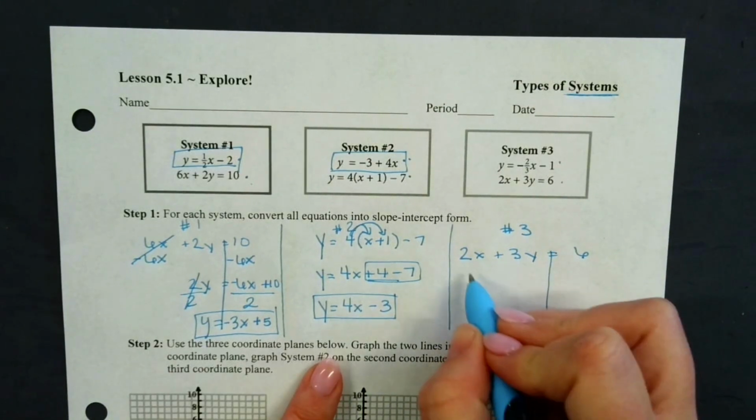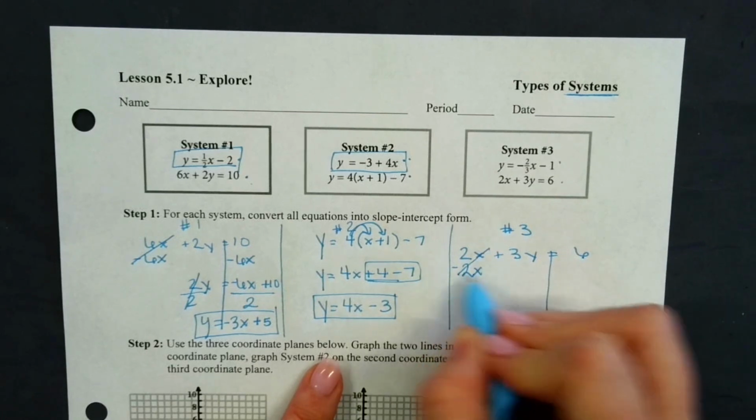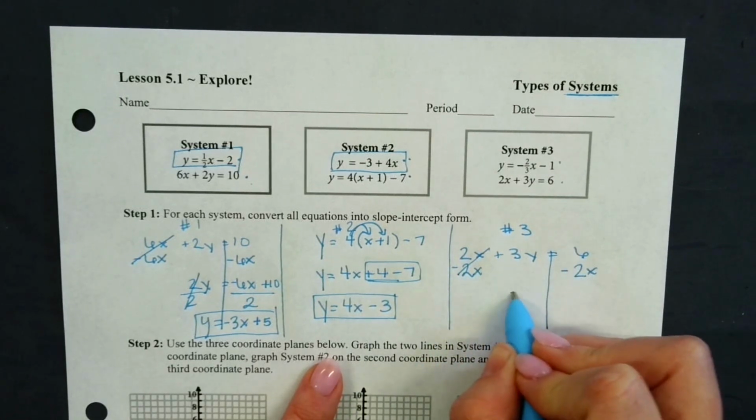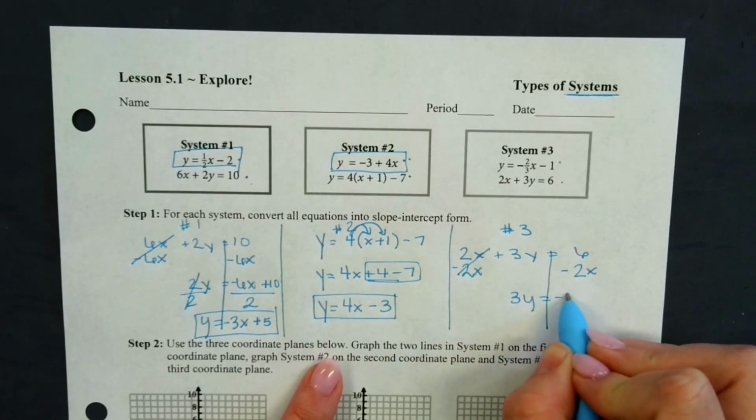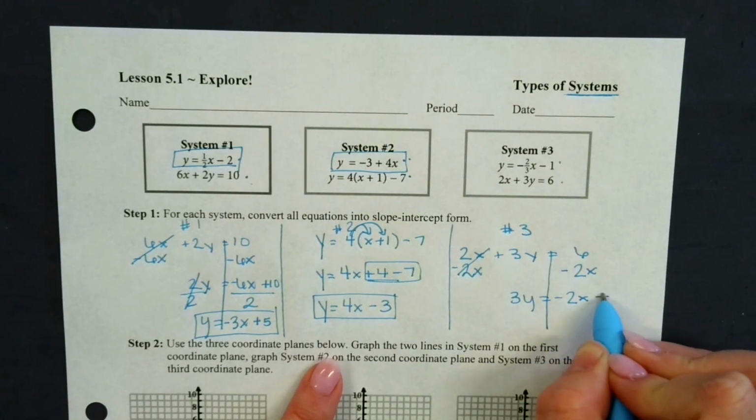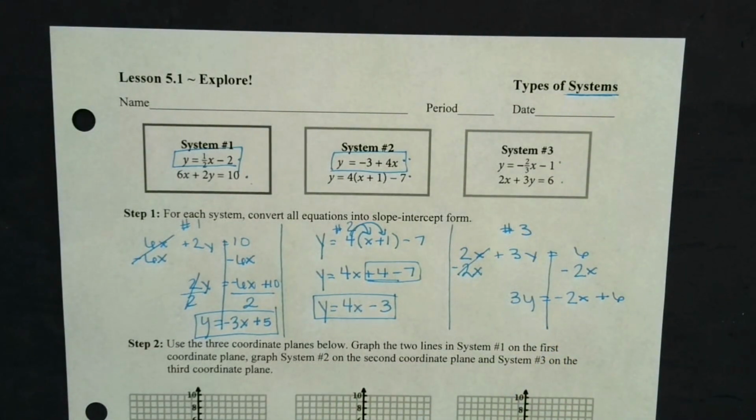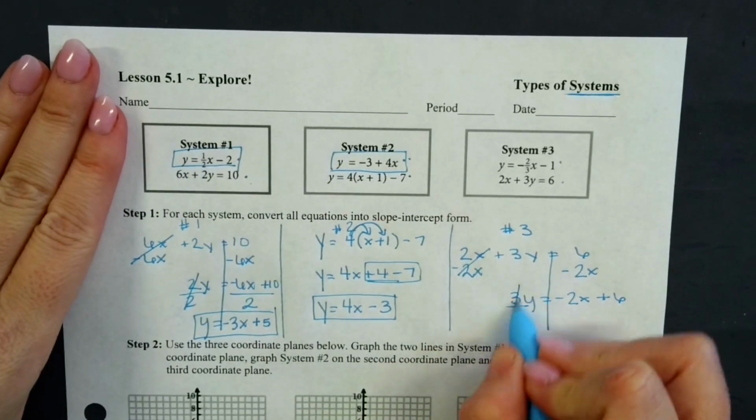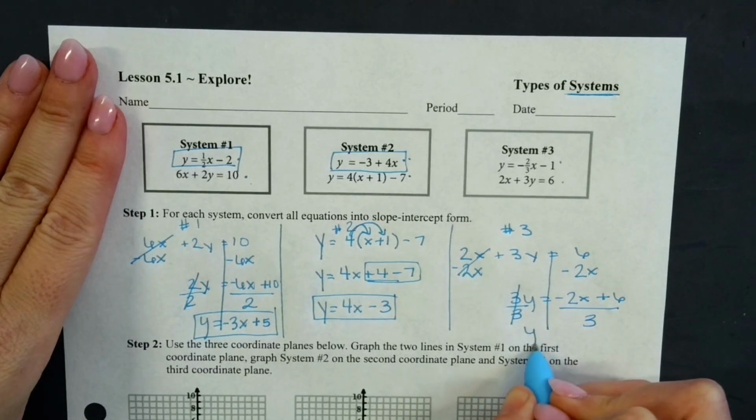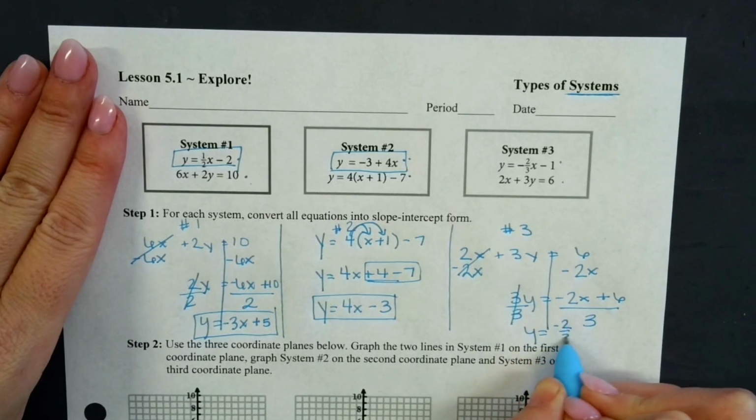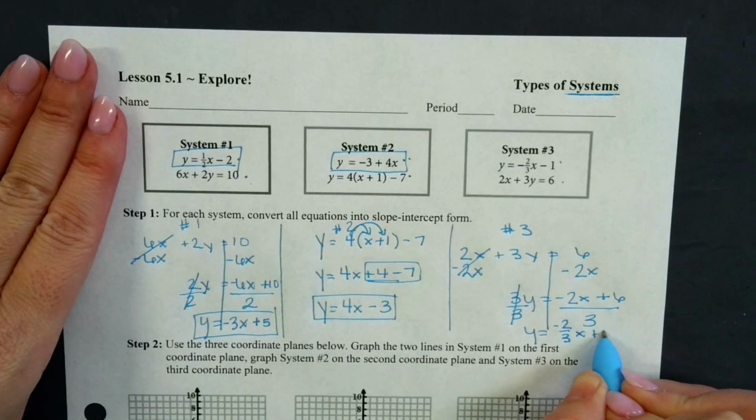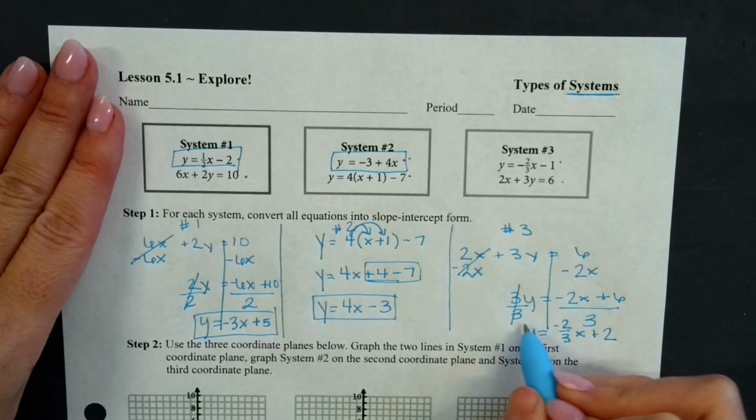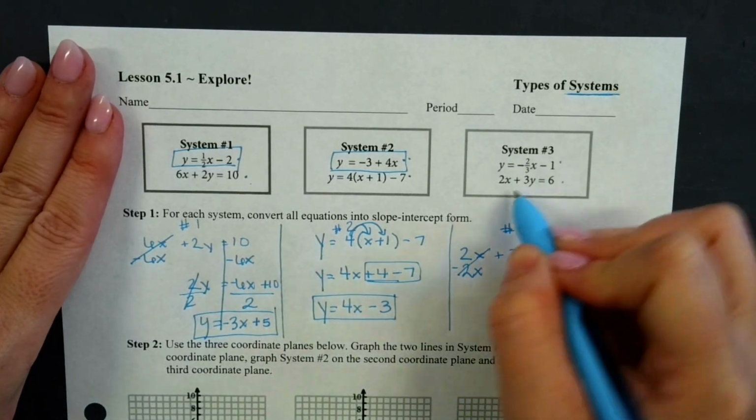Okay, so the first step, minus that 2x. What is it that you'd like me to do now? Divide by 3. So now I have this one with this one.